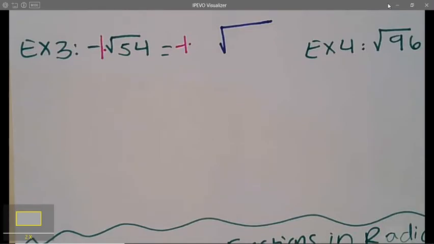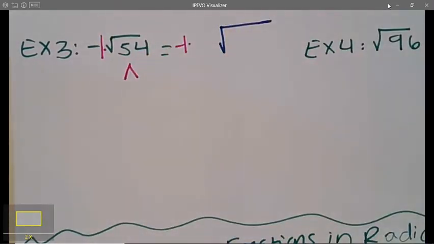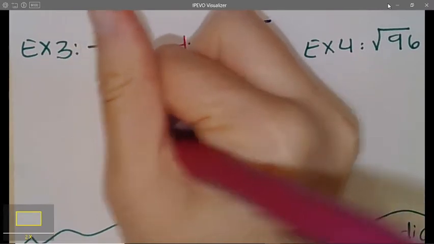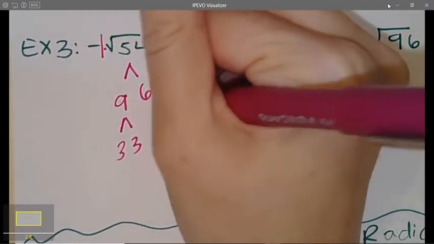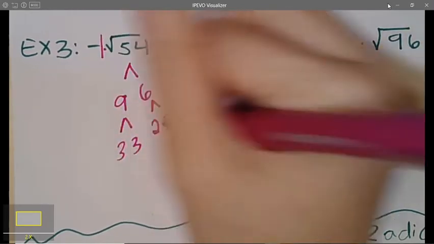Alright, well, let's start our factor tree. Let's start breaking it on down. So 54, let's see here. Well, I know 9 times 6 is 54. And 9 breaks down into 3 and 3. And 6 breaks down into 2 and 3.